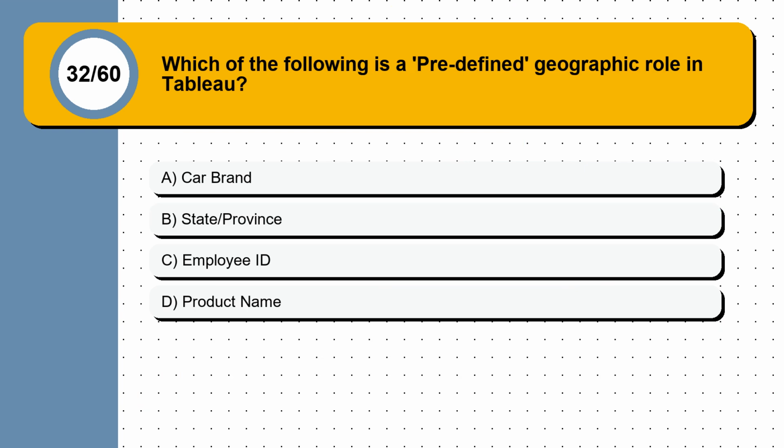Question 32. Which of the following is a predefined geographic role in Tableau? Option A, car brand. Option B, state/province. Option C, employee ID. Option D, product name.